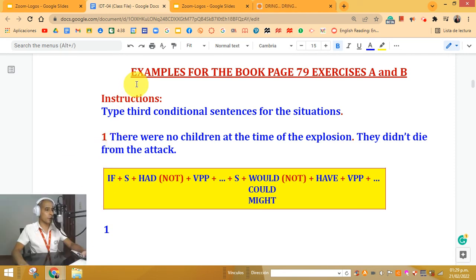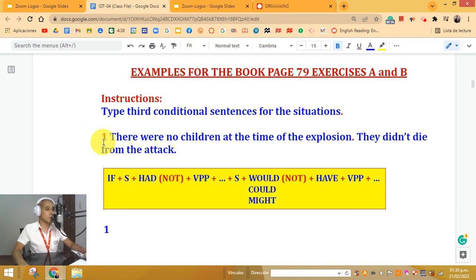That's why we're going to focus on examples for the book, page 79, exercises A and B. So the aim is that you understand those exercises in particular. So let's start with instructions. It says type third conditional sentences for the situations. I'm going to give you two examples, and then the rest are going to be done by you. But obviously, in the end, we're going to check our answers together. So let's start with number one.